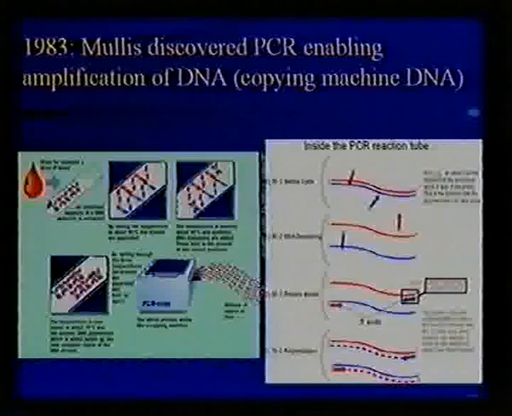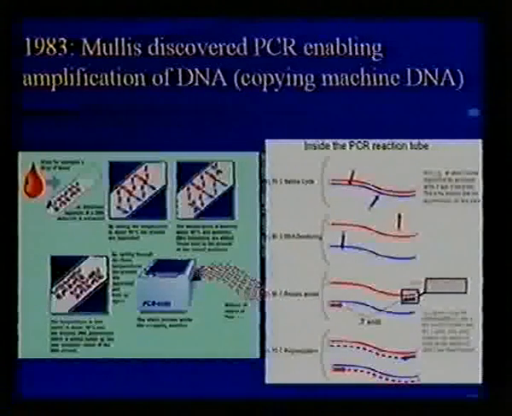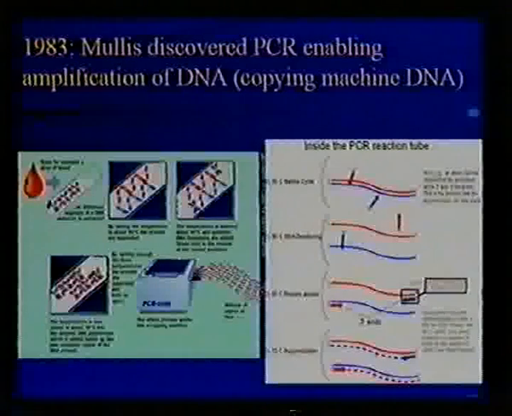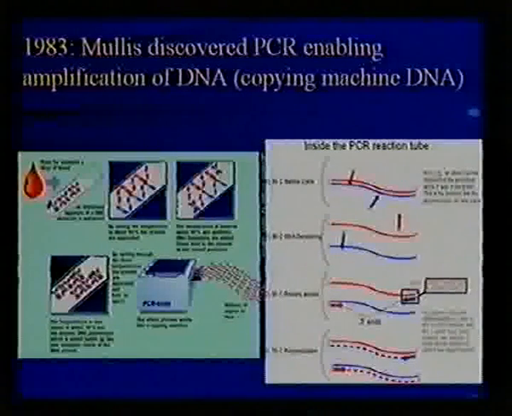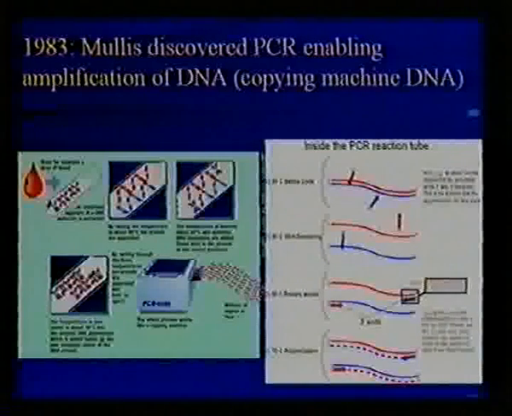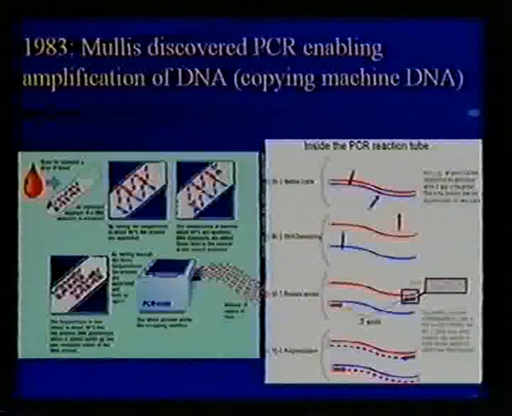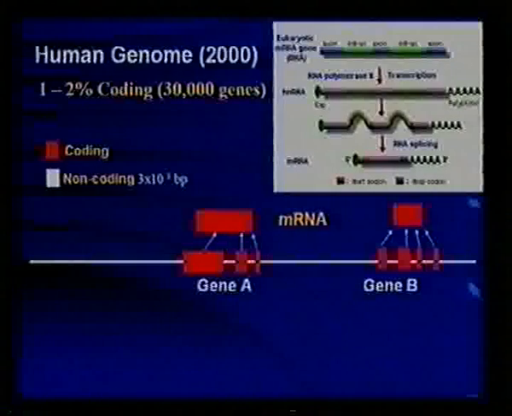In the 80s, the polymerase chain reaction was discovered. This opened the door for mega amplification of the DNA. One can produce million copies of a single DNA molecule, and this was described as the copying machine of the DNA. This particular tool opened the door for better understanding and studying of the molecular basis of various diseases, including congenital heart disease.